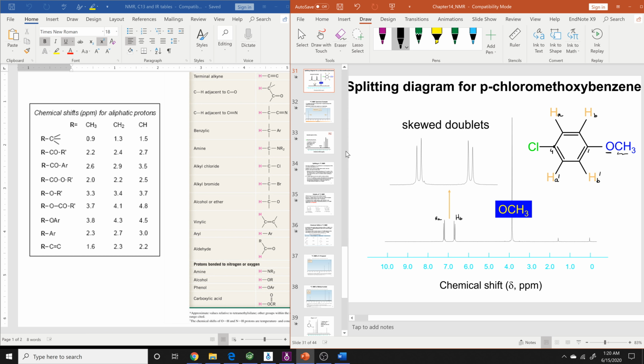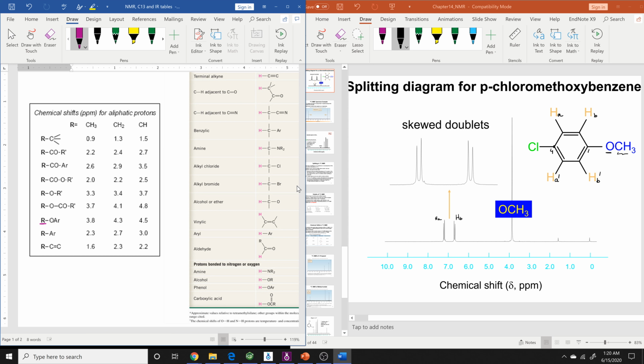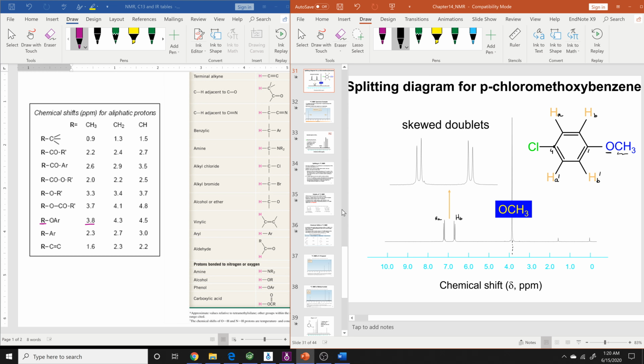So if you have a CH3 that is connected to an oxygen and a benzene, I'm looking here. The R is a CH3 connected to an oxygen, so my signal should correspond to 3.8. So I should see a signal around 3.8. This means that my structure here is a CH3 connected to an O. And this is how you know that this signal, the chemical shift, corresponds to 3.8 parts per million.